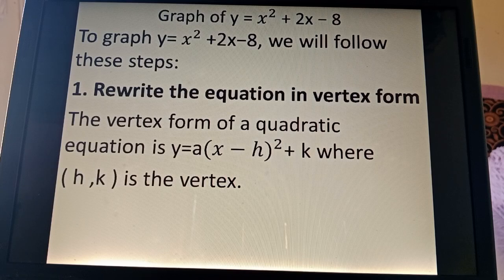Step number 1 is you rewrite the equation in vertex form. The vertex form of a quadratic equation is y equals a(x minus h) squared plus k, where (h, k) is the vertex of the parabola formed.